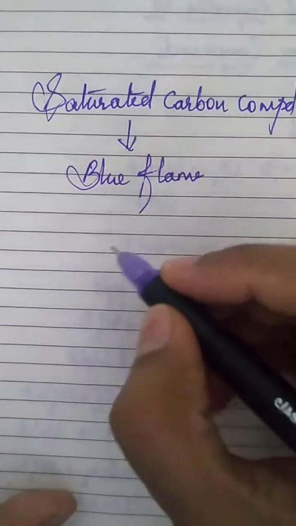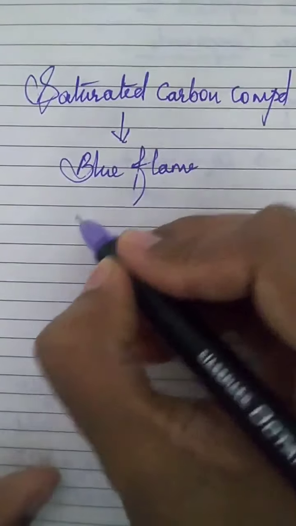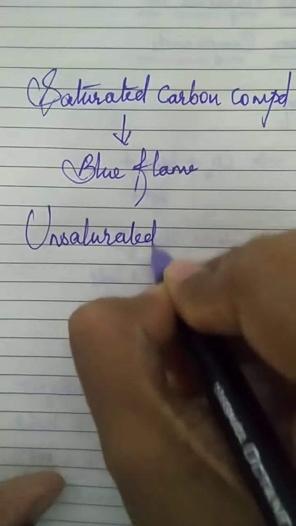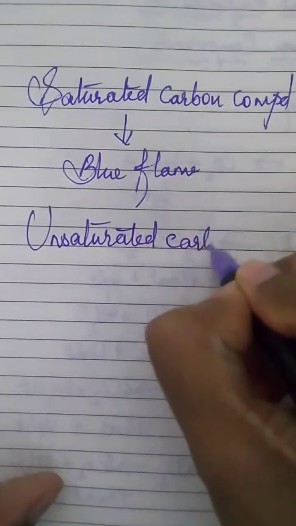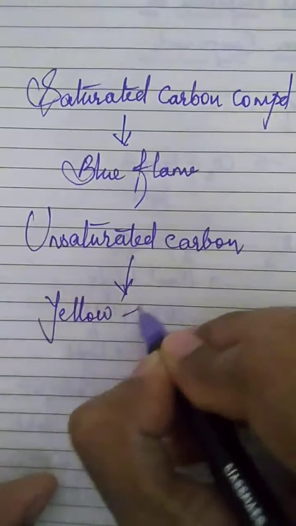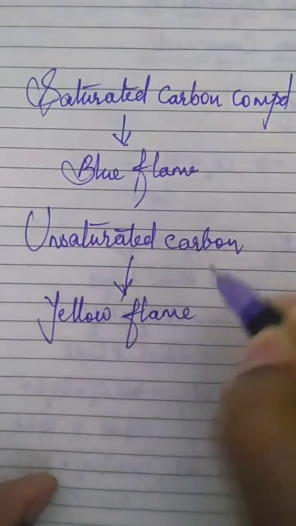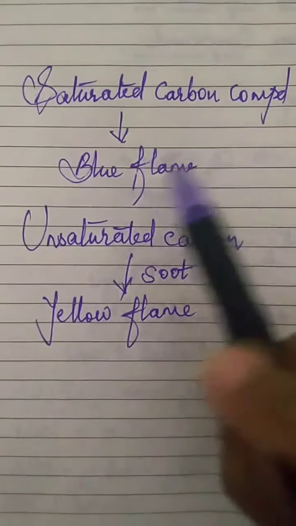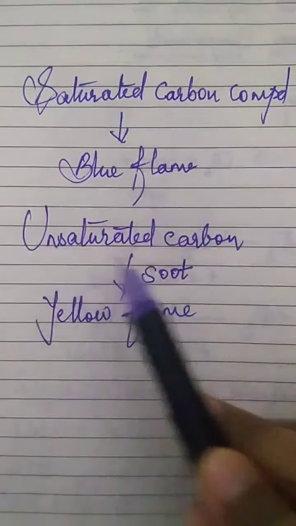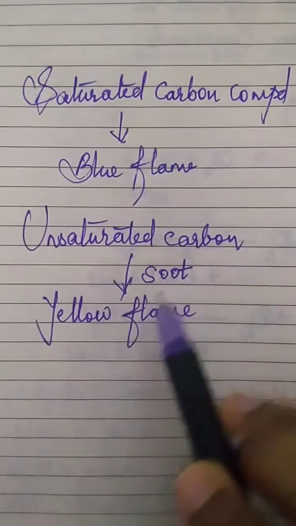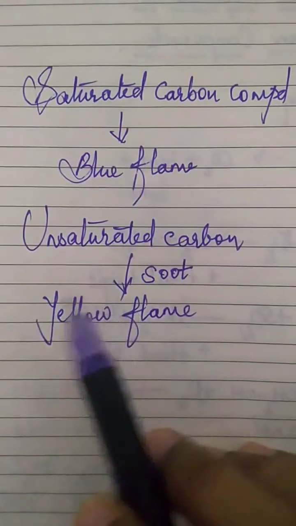Whereas if you are undergoing combustion with an unsaturated hydrocarbon or carbon compound, it will give us a yellow flame with a lot of black colored particles. We call it soot. So what will you remember? For saturated carbon compound, you will see a blue flame, and for unsaturated, a yellow flame. Remember this for objectives. Yellow flame along with black colored soot. Fine?